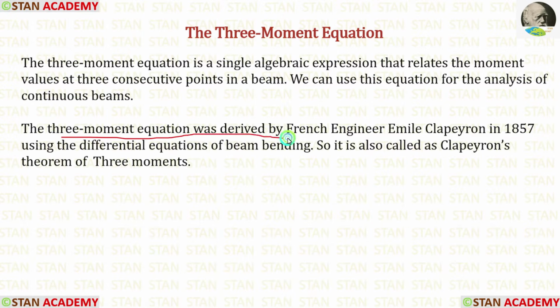This equation was derived by a French engineer, Emile Clapeyron, in 1857. So it is also called Clapeyron's theorem of three moments. Now let us start deriving this equation.